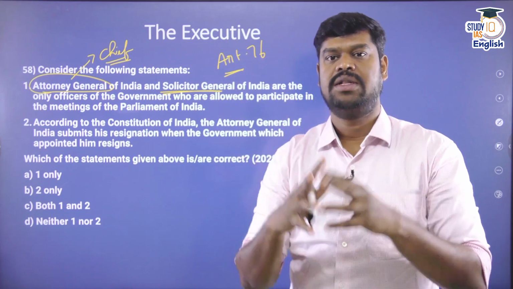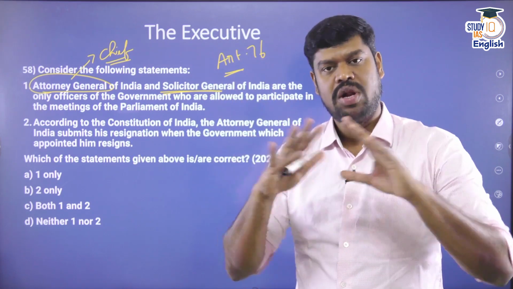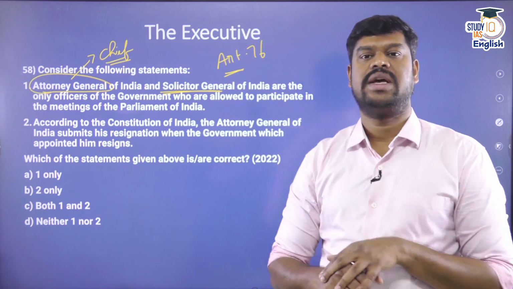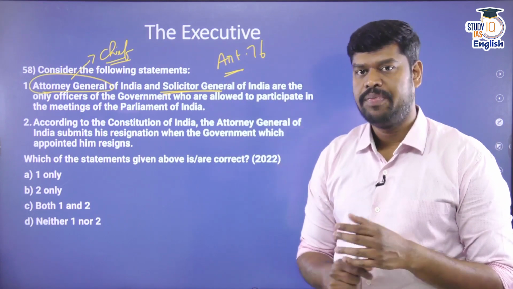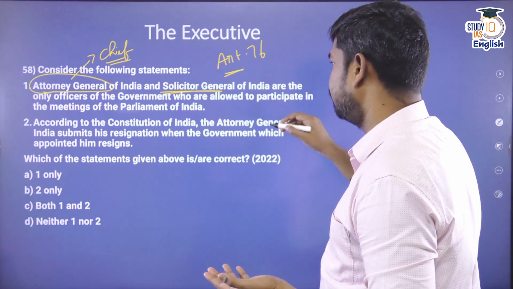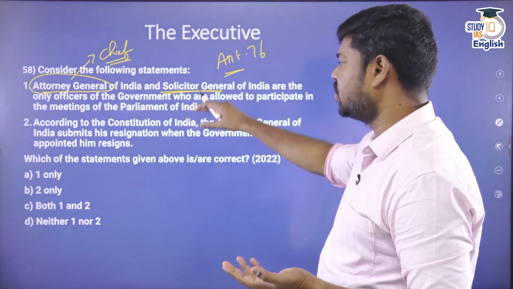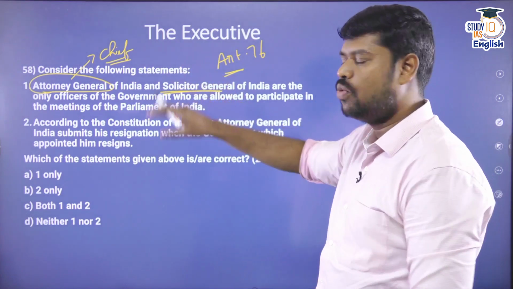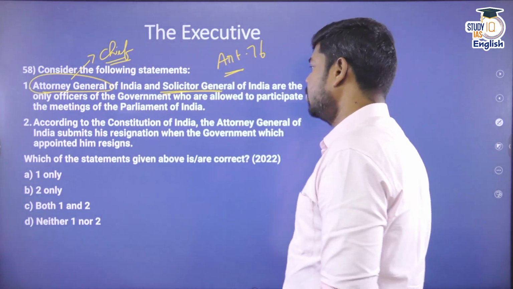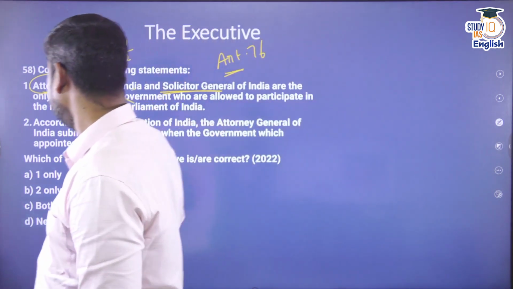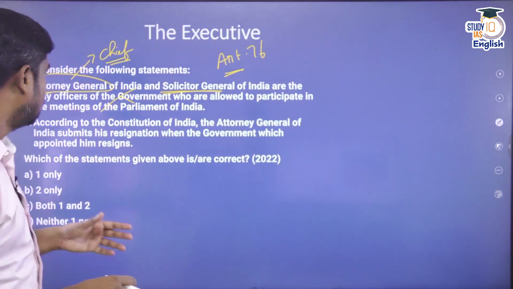And when he is taking part in the parliamentary proceedings, he will have all the parliamentary privileges as exercised by a member of Parliament. Okay. So this is what you will have to understand. So this particular statement is not completely true, because it is not restricted only to the Attorney General and the Solicitor General. Okay. So this is wrong. Come to statement number 2.